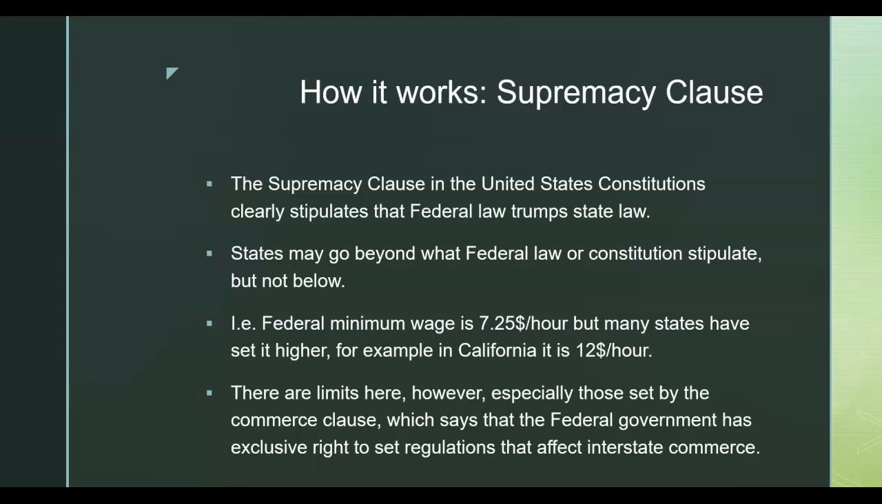Now, there are some other things carved out specifically by the Commerce Clause that are left exclusively to the federal government, and states really aren't supposed to do anything on these things.